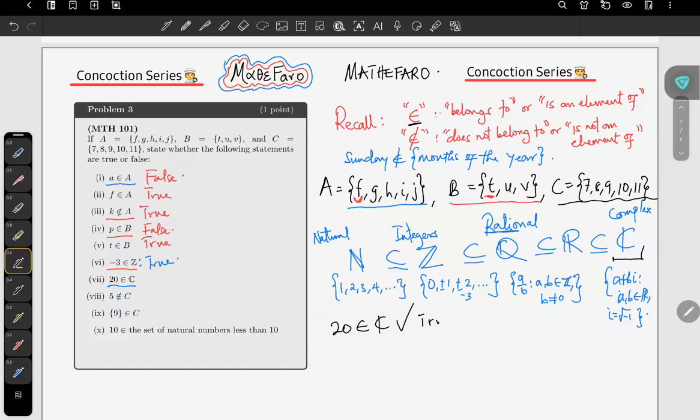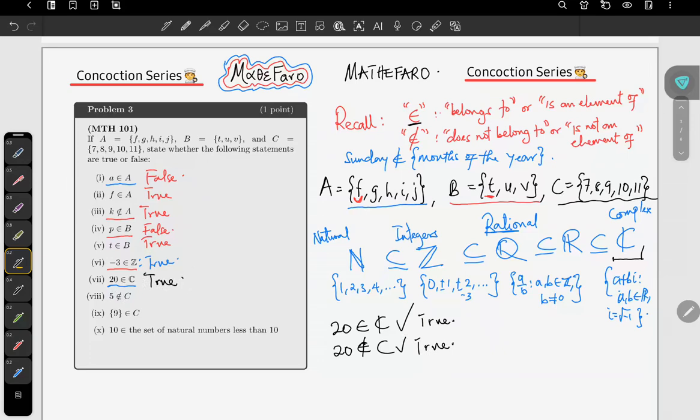This is true, because all real numbers are complex numbers. But it is not true that 20 is an element of C, where C is the set that was given originally. So this is also true. It means that this statement, 20 is an element of the complex numbers, is actually true. People will get carried away and look at the set C given to us and say, oh, 20 is not there, and they think that the answer is false. But it's true.